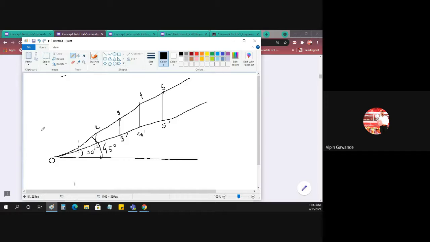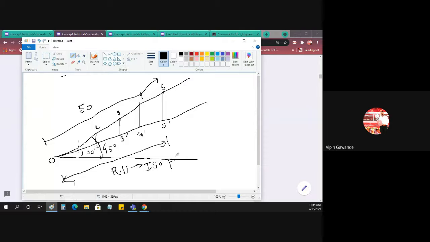This is a total of 50 mm. This is the actual dimension, this is 50. If you measure this dimension from O to 5 dash, this is our reduced dimension, and it is used for isometric projection problems. And this 50 is used for isometric view problems, because this is the actual or true dimension.